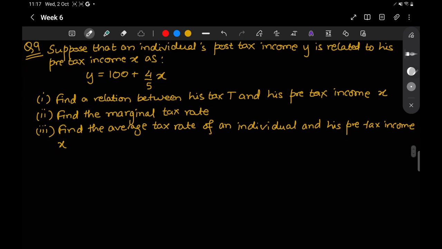So take some time to solve this question. There will be no poll for this one because it is a subjective question.